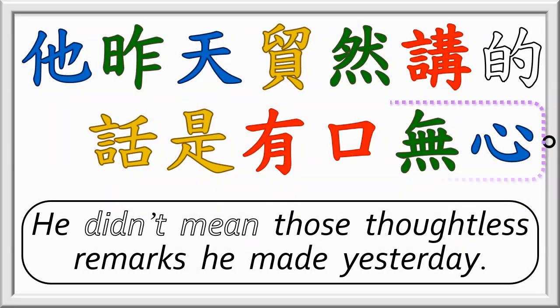With the addition of a mouth, 口, we have the idiom 有口无心, literally, to have the mouth but not the heart. In other words, to be sharp-tongued but not malicious. Here's one example. 他昨天贸然讲的话是有口无心. He didn't mean those thoughtless remarks he made yesterday.